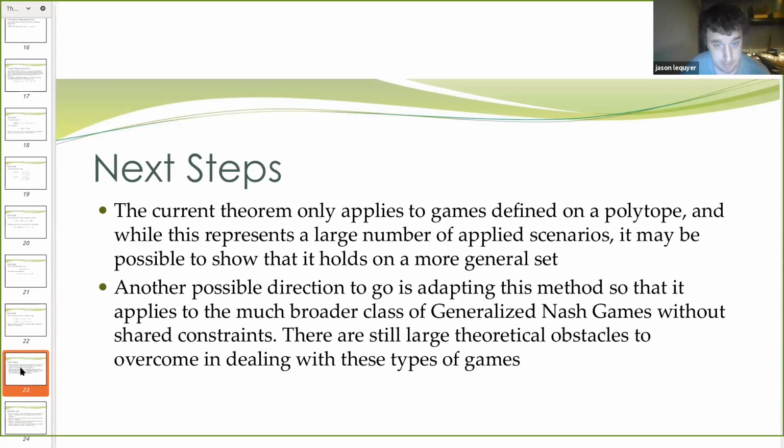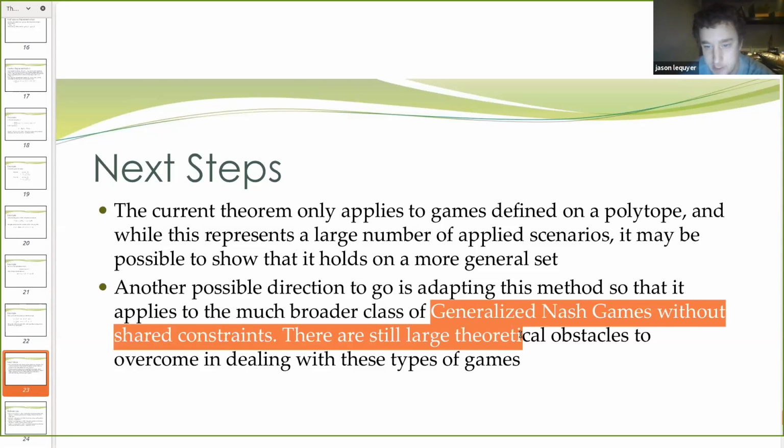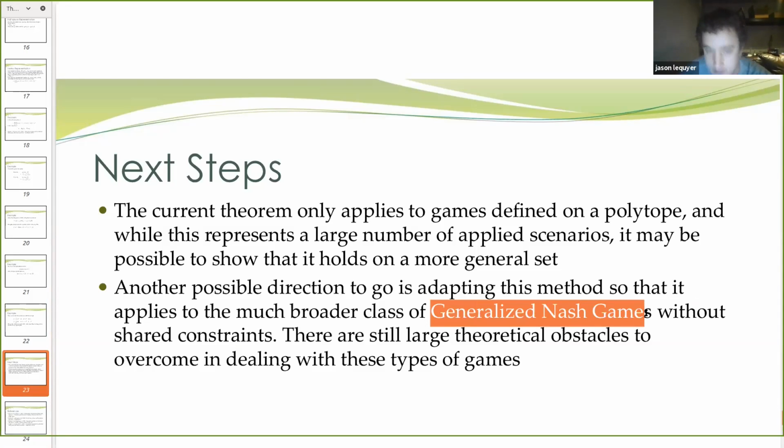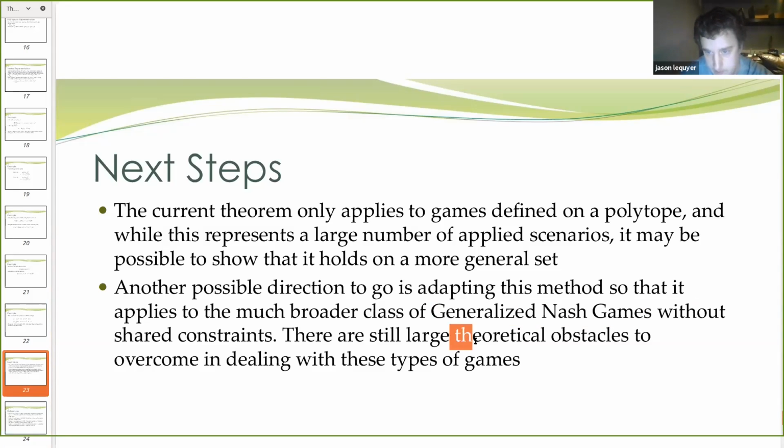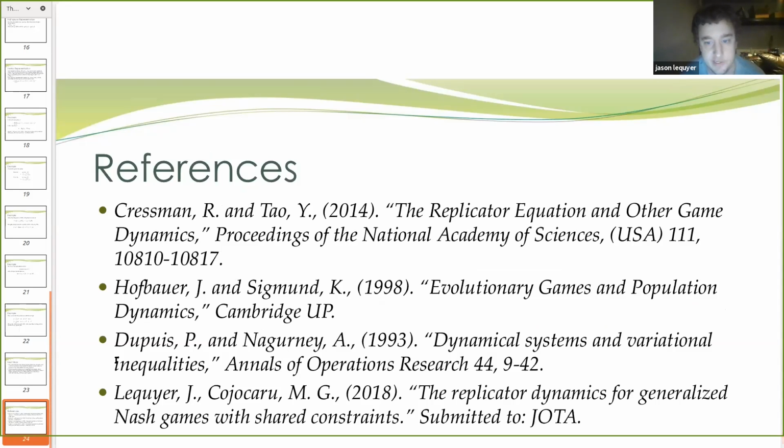So I guess the next steps logically would be to extend it past a polytope and show that it applies to a general convex set. That would be a definite angle you could go at. Another way you could go is adapting this method so that it applies to the much broader class of generalized Nash games, because we're dealing with GNSCs here, but there might be large theoretical obstacles to that. It's hard to say. I haven't looked into it that much, to be honest. And yeah, there are some references, and thank you for listening. If you have any questions, let me know.